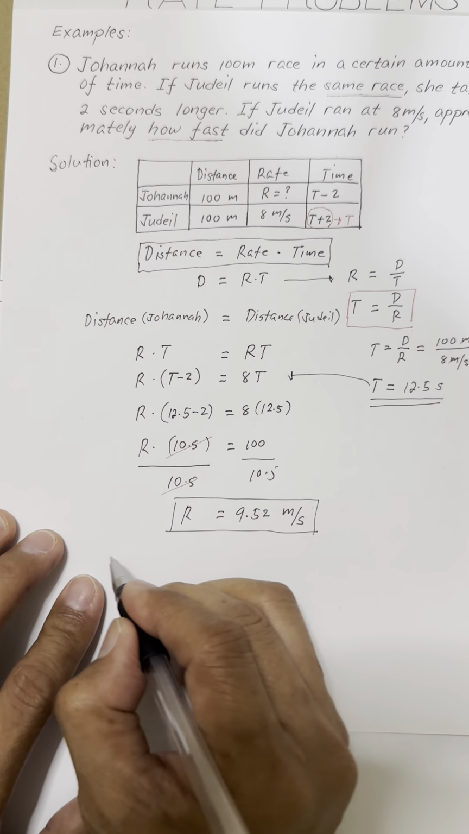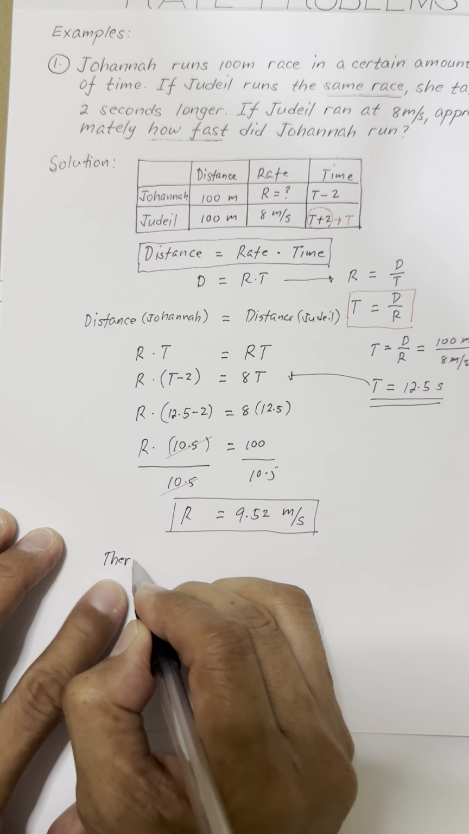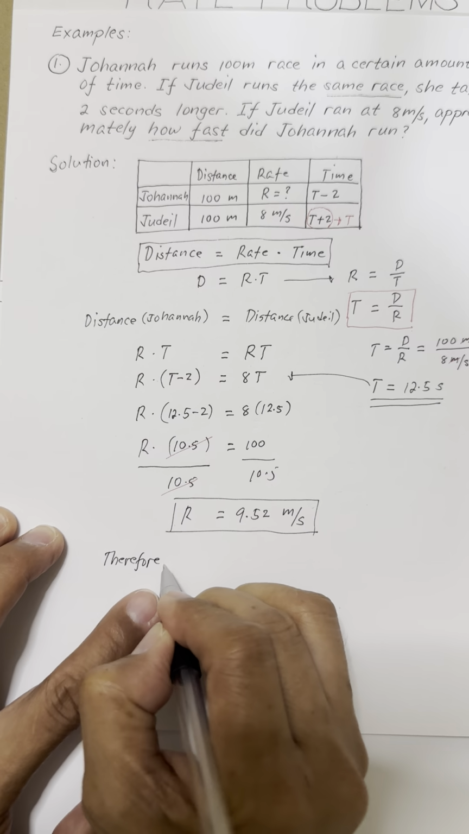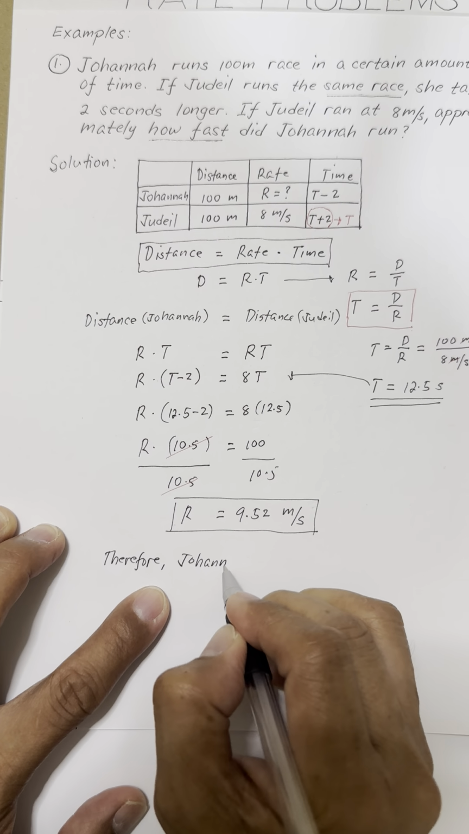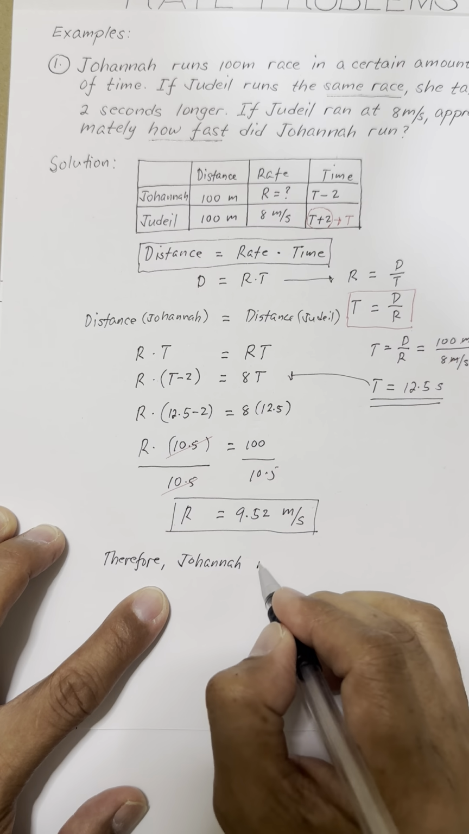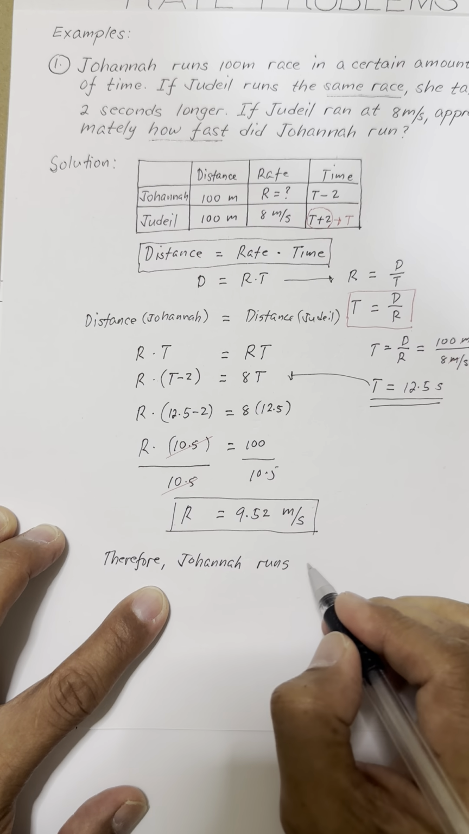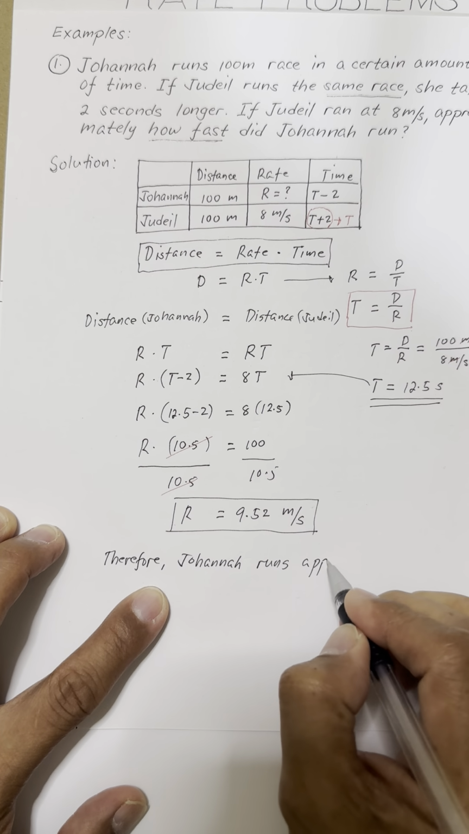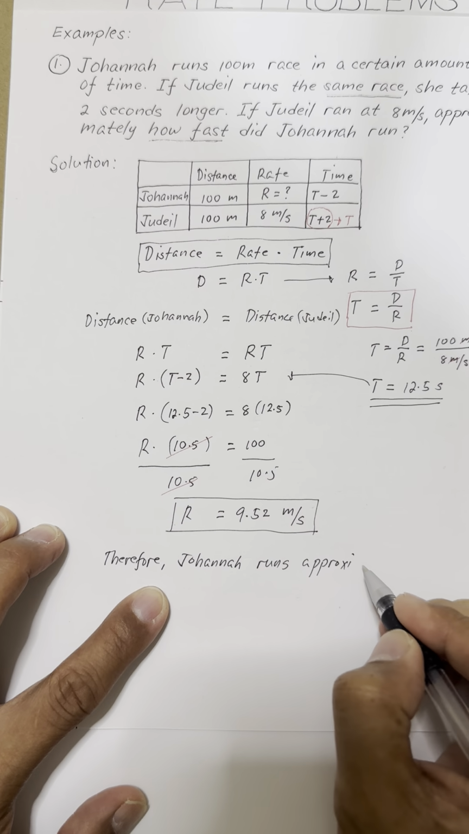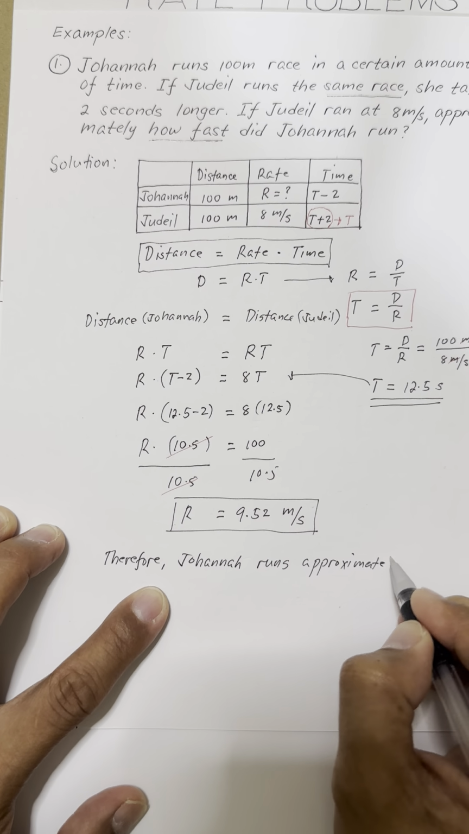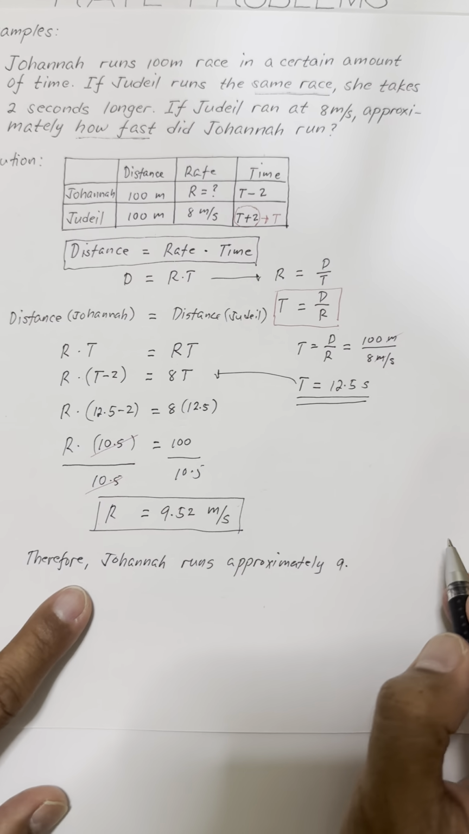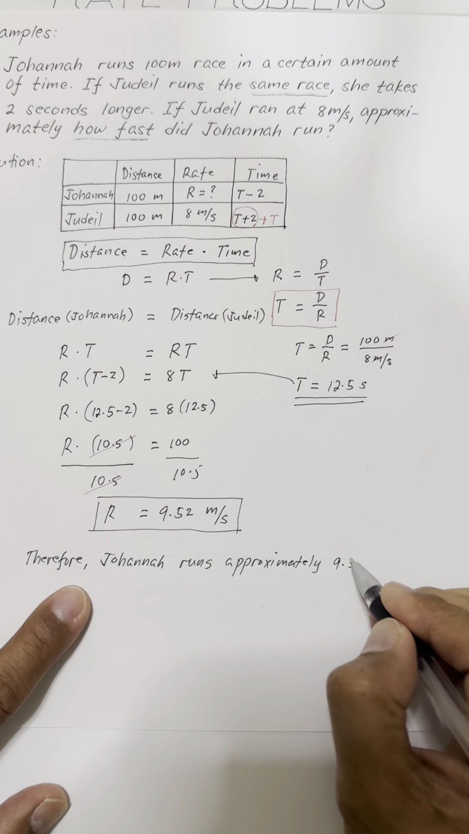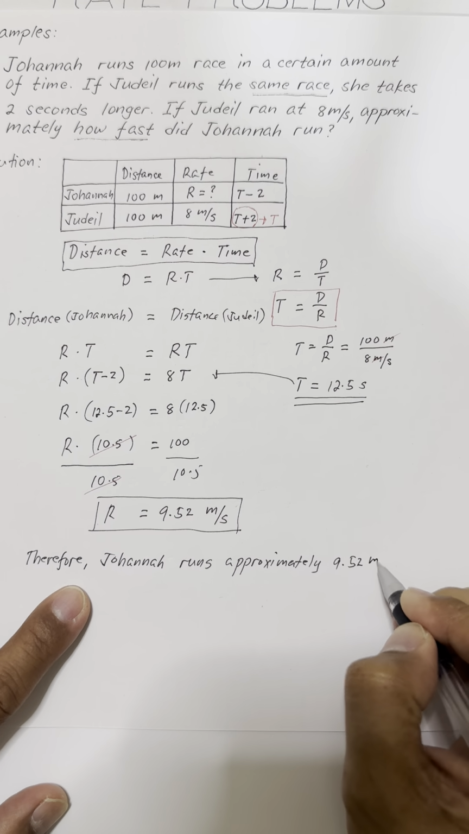So let's answer the question: approximately how fast did Johanna run? Therefore, Johanna runs approximately 9.52 meters per second. So this is our final answer.